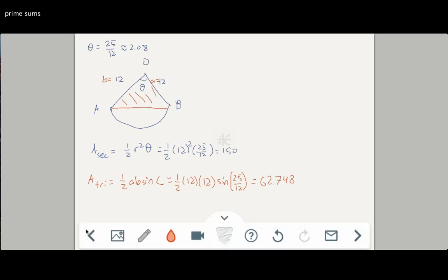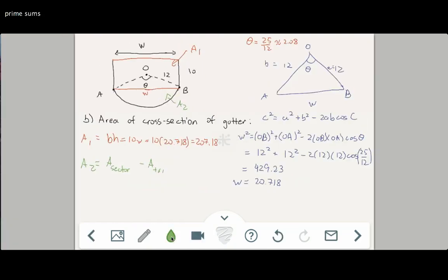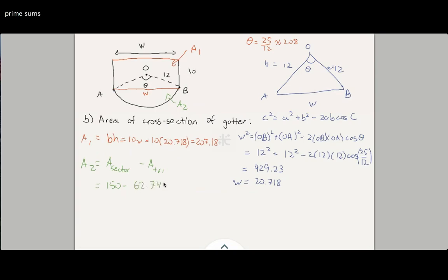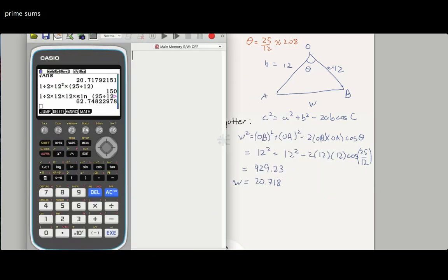150 minus 62.748. Let's go to our calculator. 150 minus our answer, 87.252.